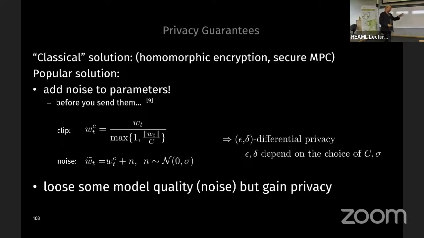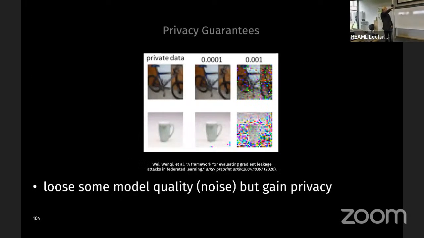And this method of adding noise is easy, right? Just take the model, add a bit of noise, maybe clip your model updates. That's super easy to implement. You lose a little bit of model quality because you add noise, but you gain privacy. Here, by the way, is an example of that. So you have some private data, you add a little bit of noise and then try to reconstruct. If you have very little noise, you can still reconstruct very well. If you add a bit more noise, then it's impossible to reconstruct. So this works in practice.